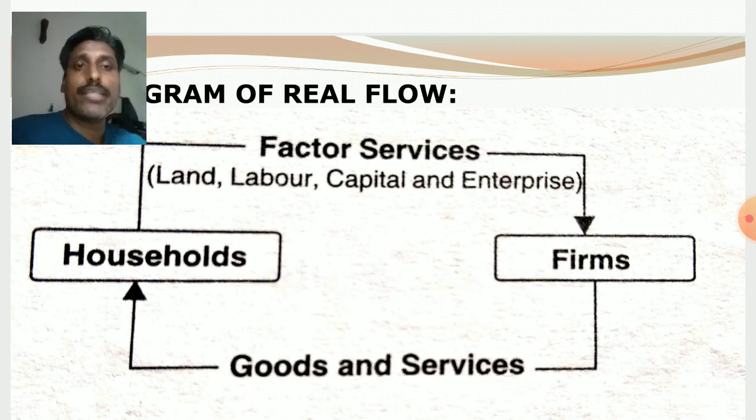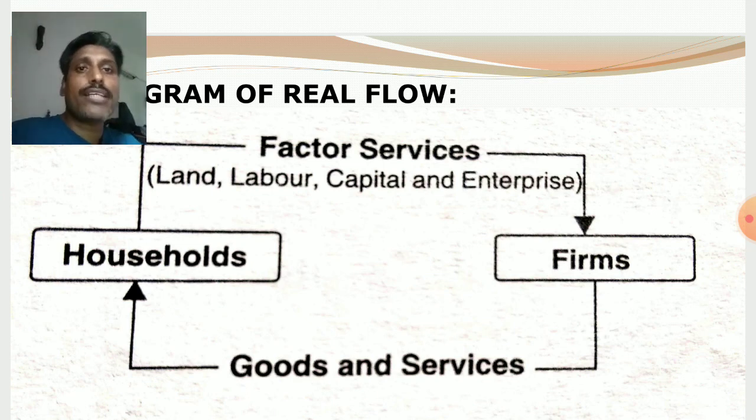Providing land, providing labor service, lending funds to the farm sector, and providing managerial service to the farm sector. And in reciprocal, what type of things are actually provided by the farm sector to the household sector? It is goods and services. The farm sector received factor services, produces goods and services, and provides them to the household sector.